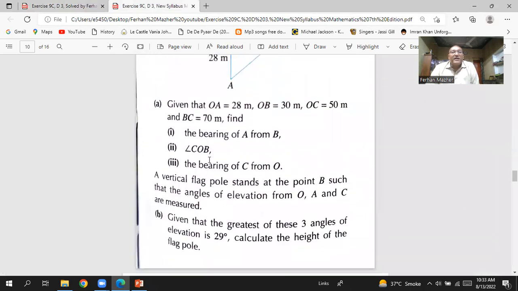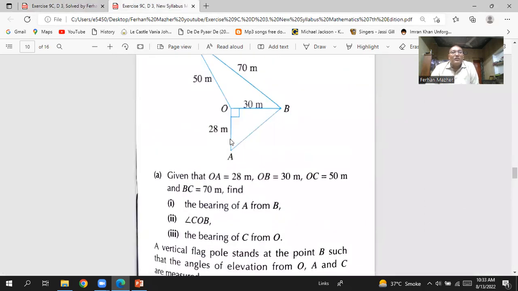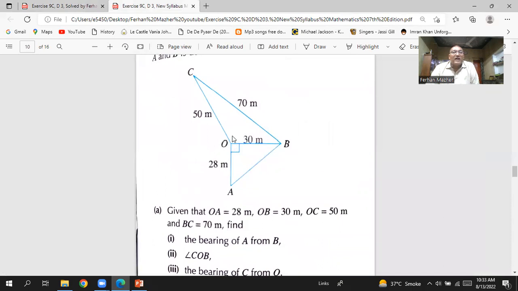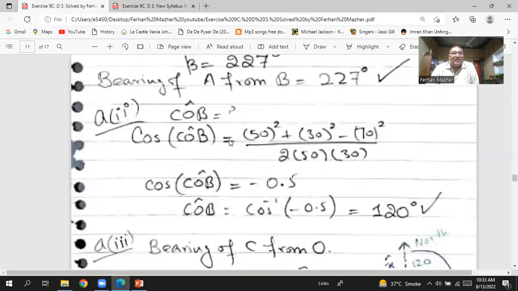Then the question is the bearing of the C from O. The bearing of the C from O. So here we will have the north. From this north, I will go clockwise to this angle. So I have to find out how much is this angle. Okay.